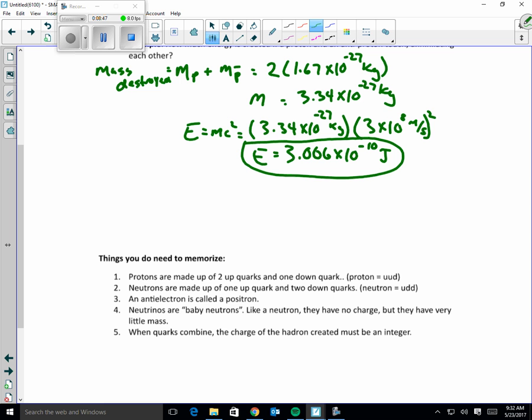Now there are a couple things that you do need to memorize. You need to know that a proton is made up of 2 up quarks and a down quark. Okay? A neutron is made up of 2 downs and an up. An anti-electron is called a positron. We'll talk about antiprotons, maybe antineutrons, whatever. But an anti-electron has its own name. It's called a positron, just a positive electron. Neutrinos are baby neutrons. They have no charge, very little mass. And when quarks combine, you have to have an integer.